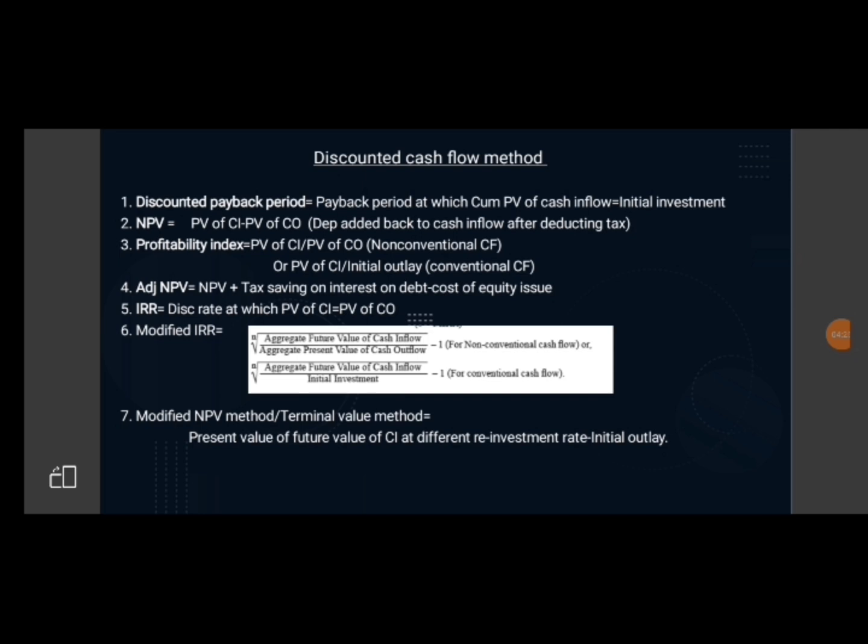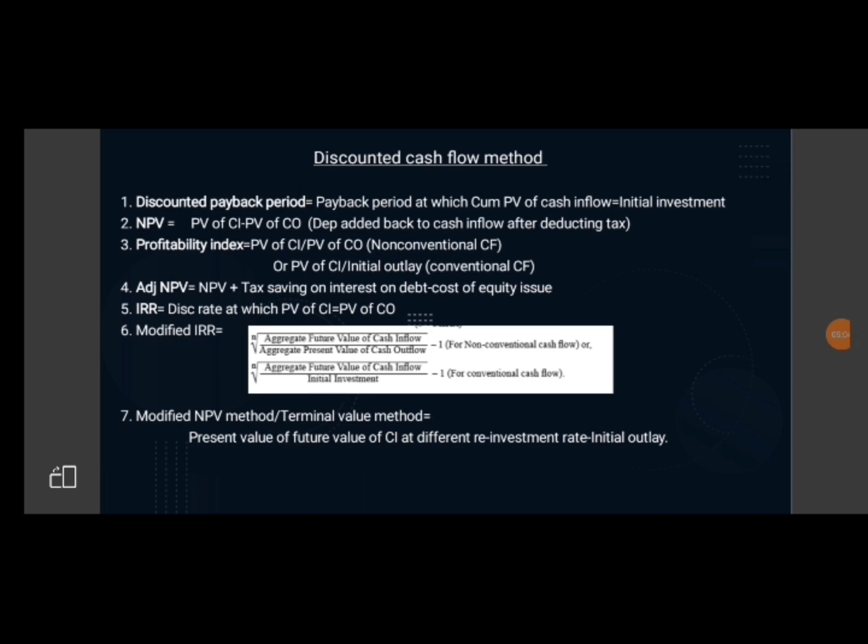Okay. Adjusted NPV is equal to NPV. So along with the NPV, which is calculated in the second method, we need to do some adjustment, that is, add the tax savings on the interest which is paid on the debt, minus cost of equity issue. Next, the fifth one, IRR, is equal to the discount rate at which present value of cash inflow is equal to present value of cash outflow. Modified IRR is equal to the nth root of aggregate future value of cash inflow divided by aggregate present value of cash outflow, minus 1.